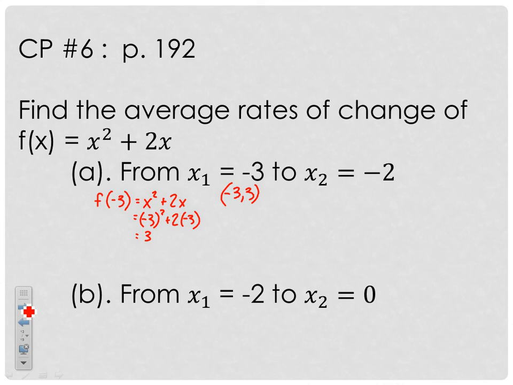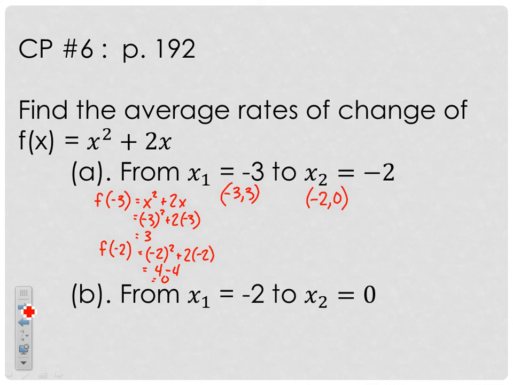Let's do the same thing with x sub 2. Let's find f of negative 2. Let's find the y that goes along with an x value of negative 2. So now we're going to have negative 2 squared plus 2 times negative 2. And that ends up being 4 minus 4, or 0. So when negative 2 is our x value, y is 0. Now we can implement that rate of change formula.